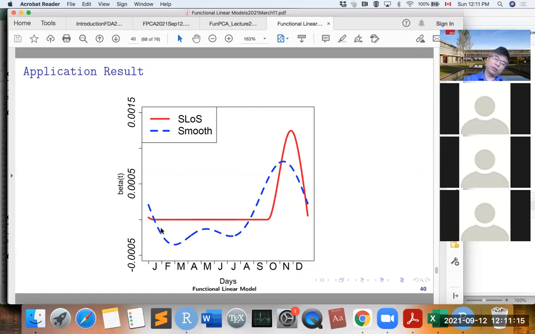And you can see the smooth estimator is non-zero at any point. So it's hard to interpret the smooth estimator.